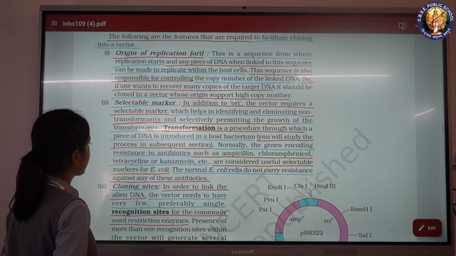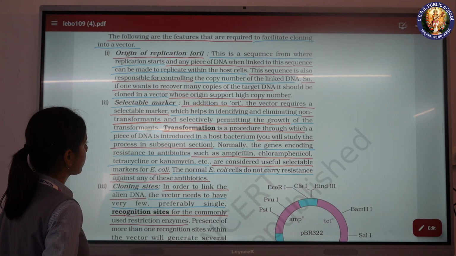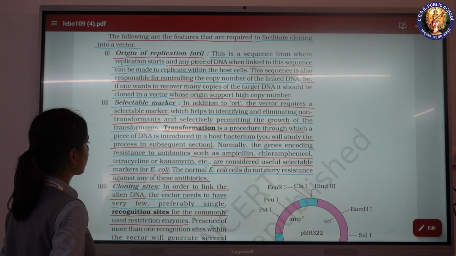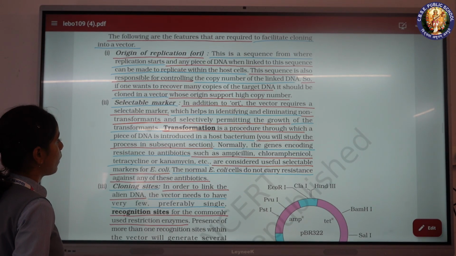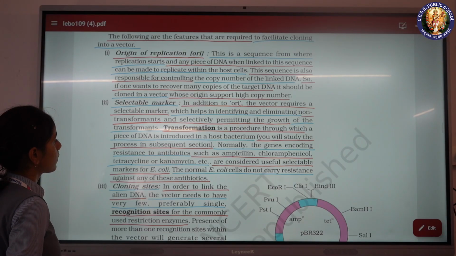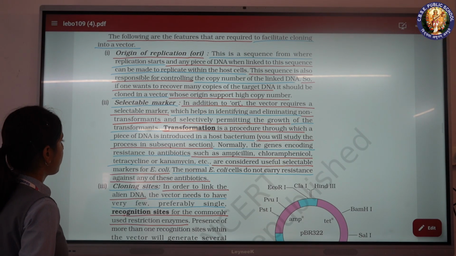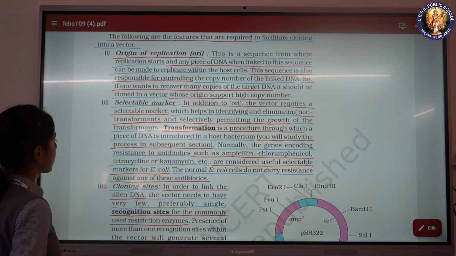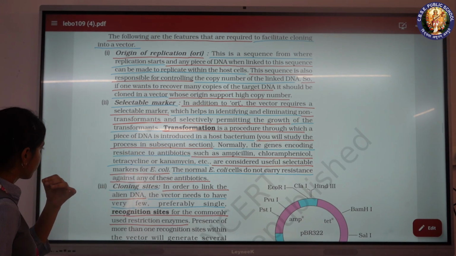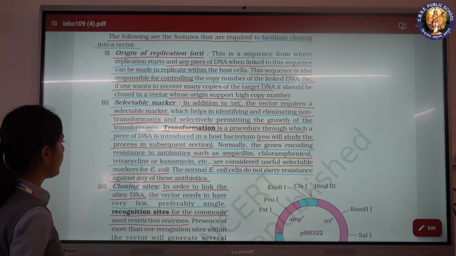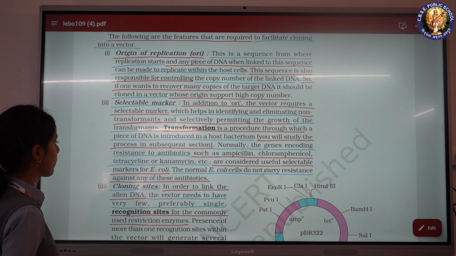Normally, the genes encoding resistance to antibiotics, such as ampicillin, chloramphenicol, tetracycline and kanamycin, etc., are considered useful selectable markers for E. coli. The normal E. coli cells do not carry resistance against any of these antibiotics.